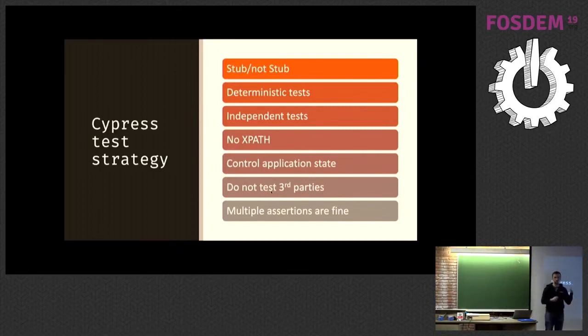Cypress doesn't have XPath locator capability. For someone it's bad, for me it's okay. I never liked XPath, and I think no one likes it. You shouldn't test third parties, as you don't control them. Again, example of a login page: if you log in with Facebook, don't go and test how Facebook works. Just mock it out or stub it out.